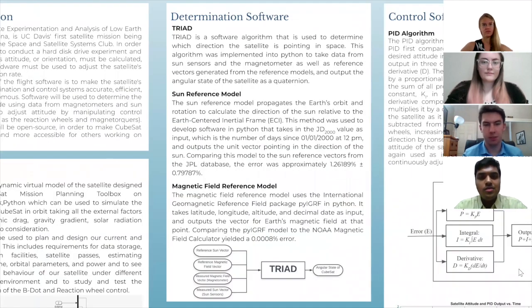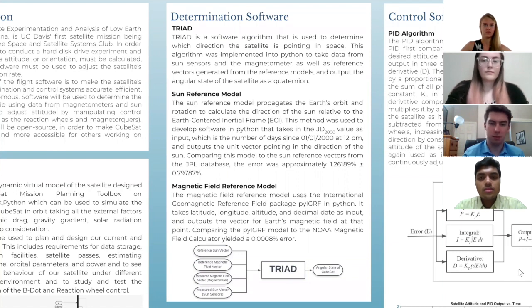The attitude determination software is necessary for determining the CubeSat's orientation in space, and Triad's our main determination algorithm. Its purpose is to output the direction of the CubeSat, the direction that the CubeSat is pointing. Triad takes in 4 inputs as shown in the diagram: the sun sensor data, the magnetometer data, the sun reference vector, and the magnetic field reference vector. And it outputs the angular state in the form of a quaternion. And the quaternion is basically just a mathematical representation of the satellite's orientation, and we use it to reduce the possibility of singularities in the data, and those are basically just invalid outputs from our algorithm.